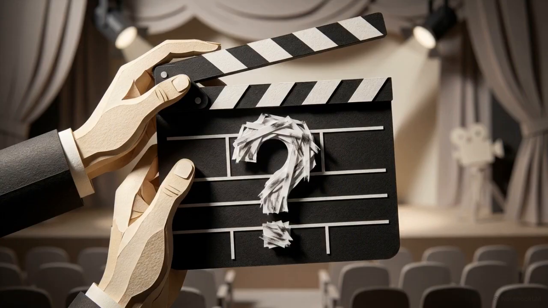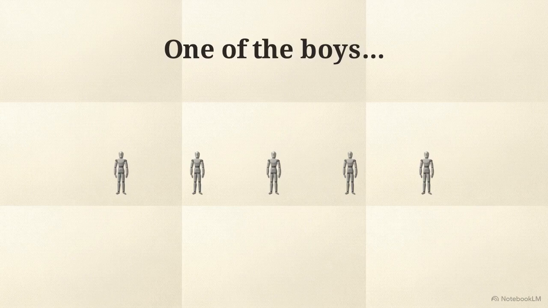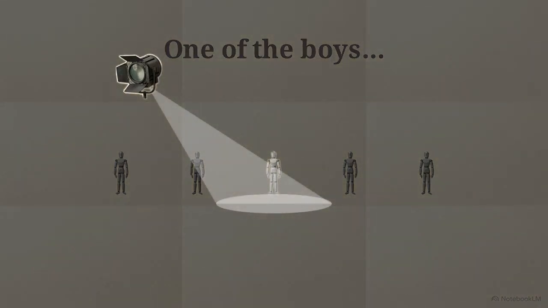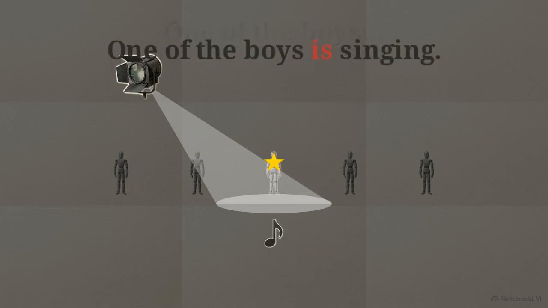This brings us to a common source of confusion, the one of the setup. This is when you have a phrase like one of the boys. Do you use the plural action for the group of boys or the singular action for one? Think about the physical stage. Yes, there is a whole group of actors standing up there. But as the director, you are only pointing your camera's spotlight at one specific individual in that crowd. The action must match the actual star standing in the spotlight, not the extras waiting in the dark. So we say, one of the boys is singing. One star, one solo routine.